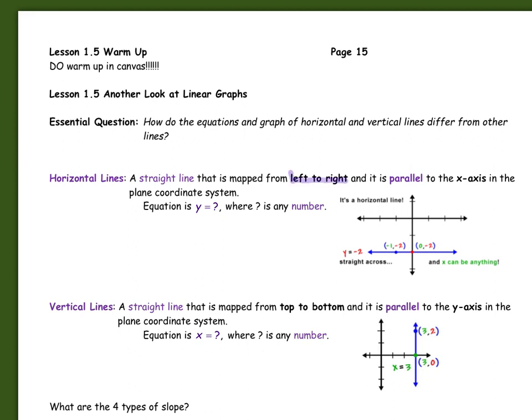So horizontal lines go from left to right, and it's parallel to the x-axis in the plane coordinate system. So this is my x-axis, right? Here's my x-axis, and it's parallel. Here's my line. It's parallel to the x-axis. The equation is always written as, this is the important part, y equals some number.